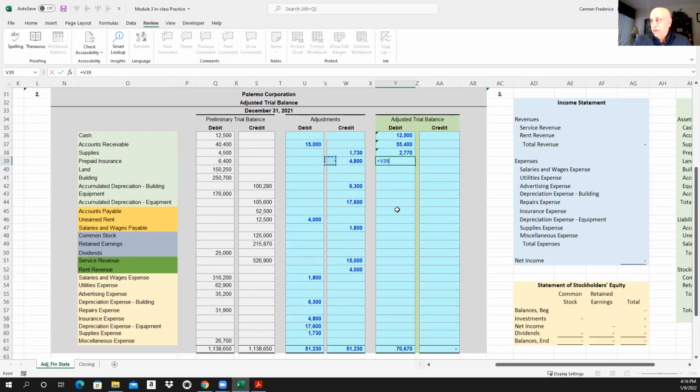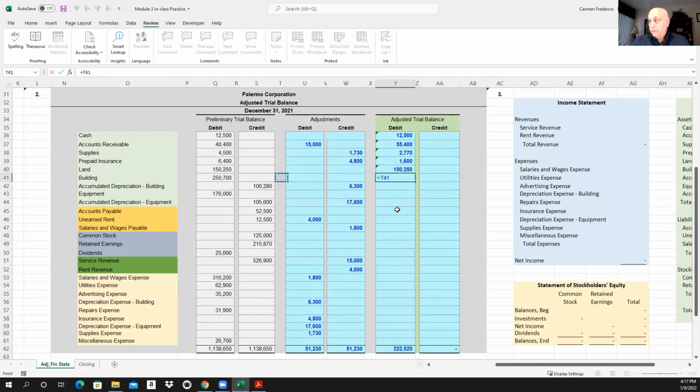Okay. So now we come to our prepaid insurance. We had $6,400 on our books before adjustments. After adjustments, we took 4,800 away as a credit. A debit minus a credit equals a smaller debit. Now we went from $6,400 down to $1,600. Again, that is the amount of unexpired insurance that we saw previously up above in those adjustments. Now land stays on the books at $150,250, no adjustments.